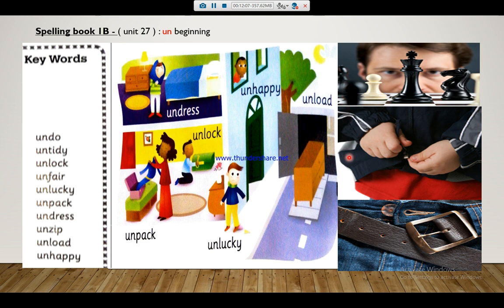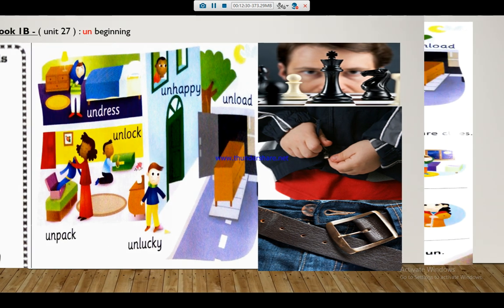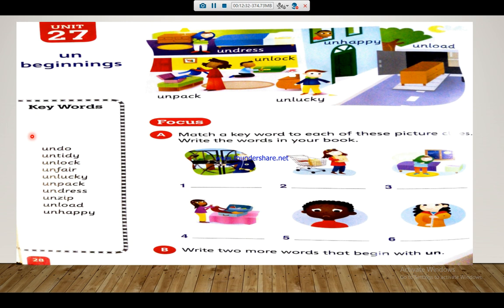The boy is doing what? Very good. Unzip. So in this picture, what is he doing? Unzip. Very good. What about this picture? What about the bottom here? He's undo. Very good. Undo. Excellent, all of you.